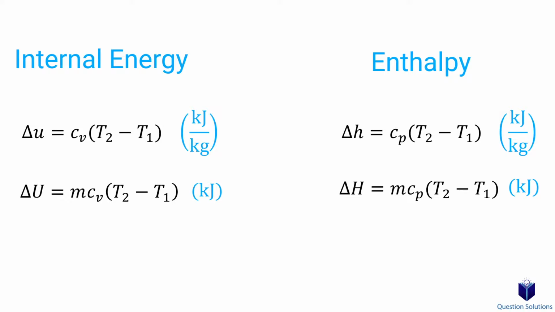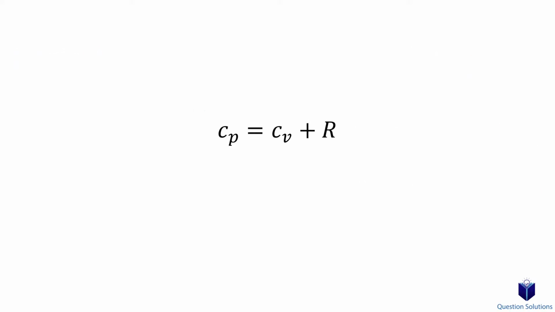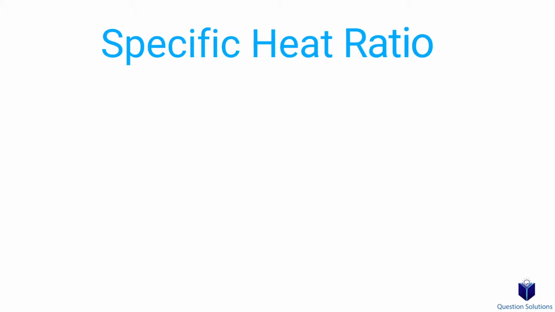Another equation that can be used when it comes to specific heat and ideal gases is this. We can use this to figure out CP or CV, as long as we have one of them and the gas constant. Lastly, there is a property called the specific heat ratio, and it's simply the ratio you get when you divide CP by CV.